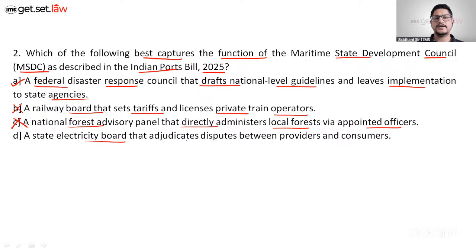A state electric board that adjudicates disputes between providers and the consumer. Now, this is not the role of the council. The council is only the one who's going to issue guidelines, and this is overpowering everywhere. That's why over here also the correct answer seems to be option A.